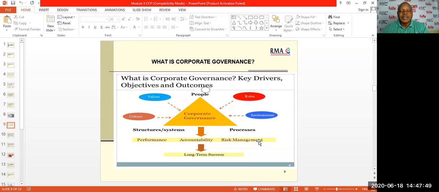The key drivers of corporate governance, and what you find in this schematic, you find it's about the culture, the values, the people, the rules, the environment, the structures, the processes. And when all of these drivers, all of these players interact in such a way to produce very good results in terms of performance, accountability, risk management, and then of course it leads to overall long-term success.